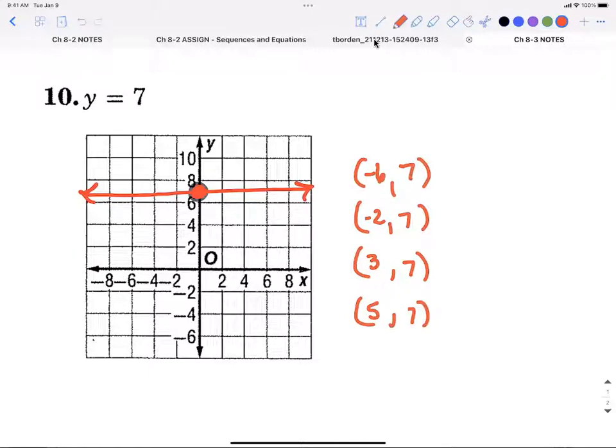If I wanted to show where those points were, -6, 7 would be right here. -2, 7 would be right here. 3, 7 would be right here. And 5, 7 would be right there. They're all points on my line. Any point with a y of 7 is going to be on my line.